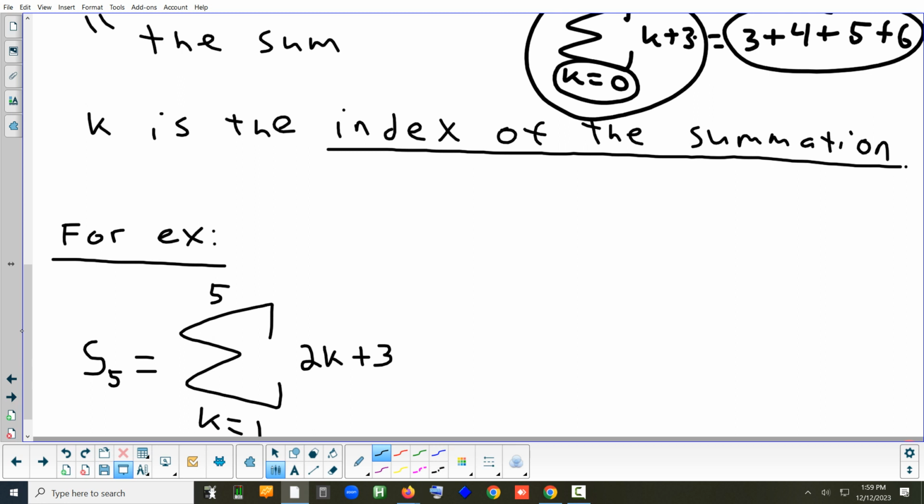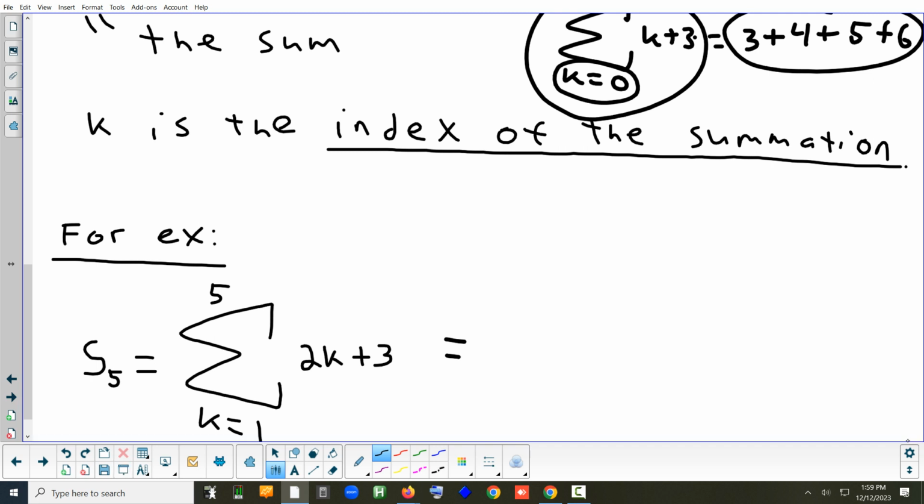All right, let's look at this one. So let's write out what this would mean. What number are we going to start at? 1. And where are we going to stop? 5. And the formula we're going to plug into? 2k plus 3. So you plug in every number from 1 to 5, going up 1 at a time.